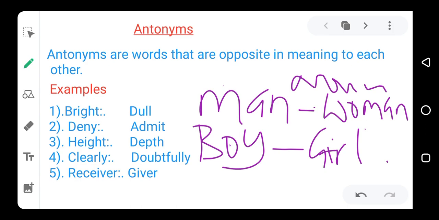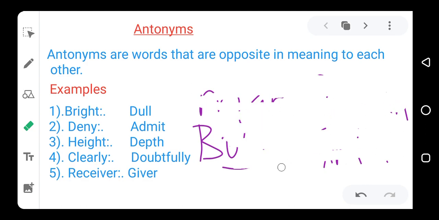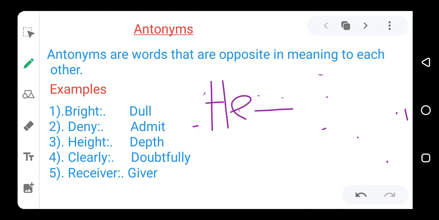Then for pronouns, we can have he. If somebody says he, the opposite that will come to your mind is she. He represents the male, while she represents the female. So he and she, they are opposites in meaning to each other. And these are pronouns. So we have antonyms in pronouns.